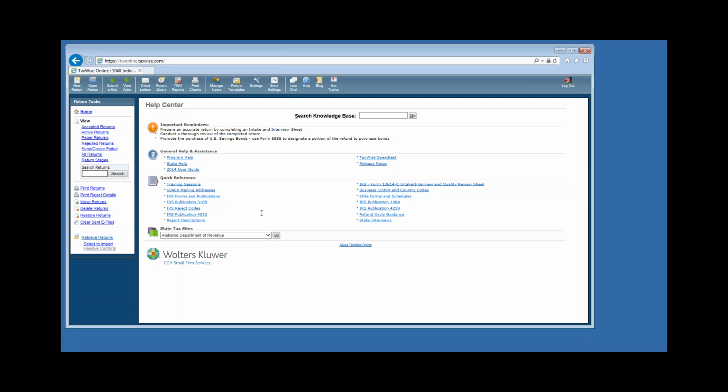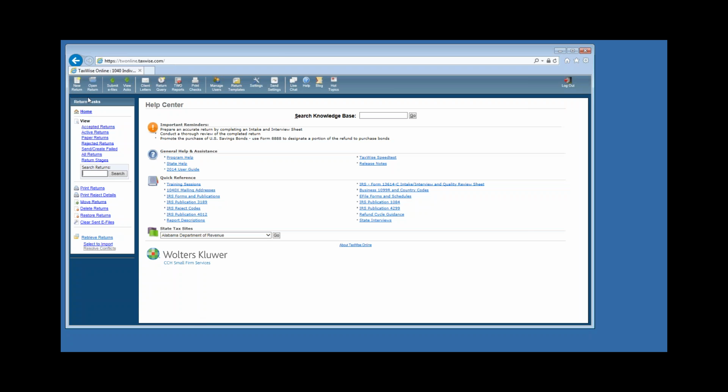This is the home page at TaxWise. This is where you arrive when you first log in. You can always have access to the returns that you've prepared over here in this tree. So if you want to check on some of your returns, you'll just select all returns. But we're going to just jump in and start this Cheryl Berringer's tax return.